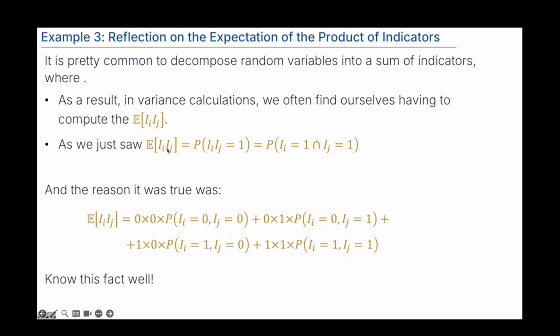And as we saw in the previous lecture, the expectation of the product of two different indicators was the same thing as the probability that two of the indicators are 1, which is the same thing as the probability that one of them is 1 and the other one is 1. Okay? And the reason that was true, if you may remember from that question, is that there's 4 possibilities for the indicators, and 3 of them include zeros. So they're just going to be 0. And then the final one is going to be 1 times 1 times this probability. And so you should know this fact well, because it's going to be handy throughout the class.